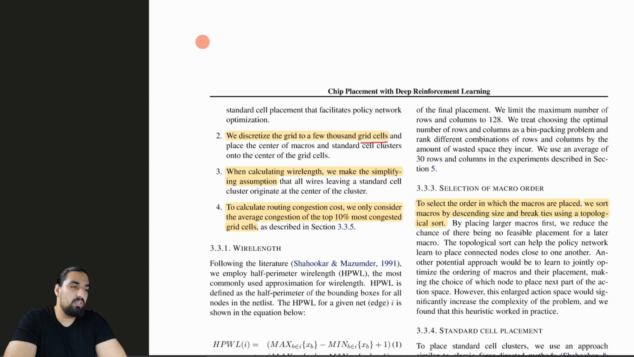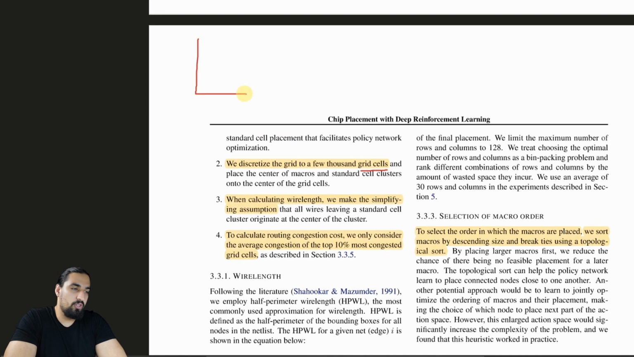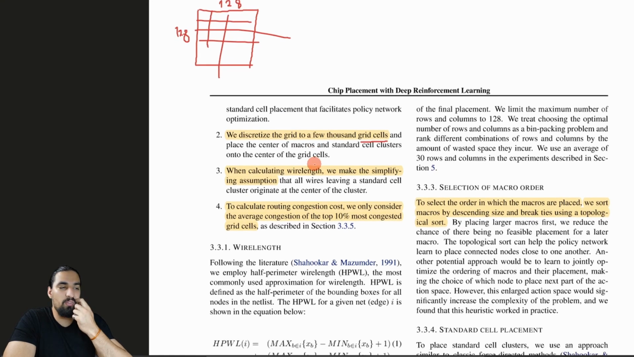Okay, so that means you have your chip, and it would be super hard and probably wouldn't be meaningful to make it continuous or to make it a really small resolution. So what they do is divide it into, I think, 128 by 128 cells. So they have something like this, and they can only place macros on a specific grid cell. That's the second simplification they make.